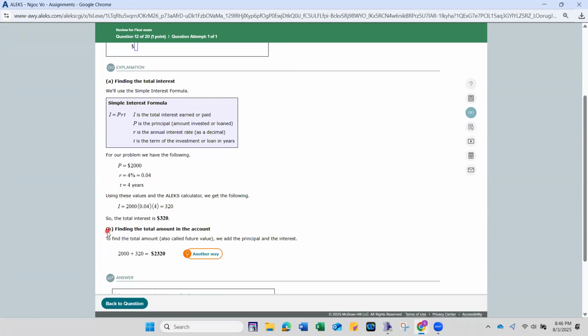The second part of that question is what will be the future value? In other words, what will be the total amount after the interest? So as we have deposited $2,000, we earn 320. Total becomes 2,320 here.